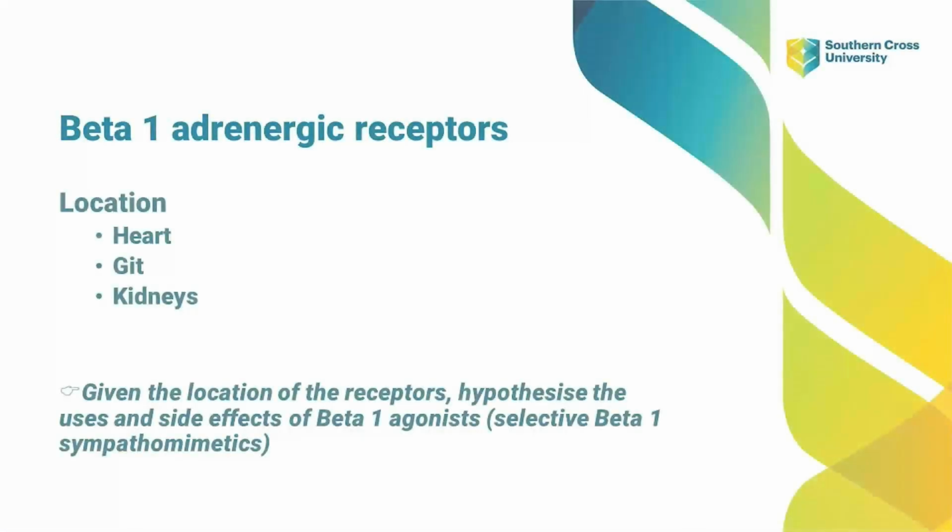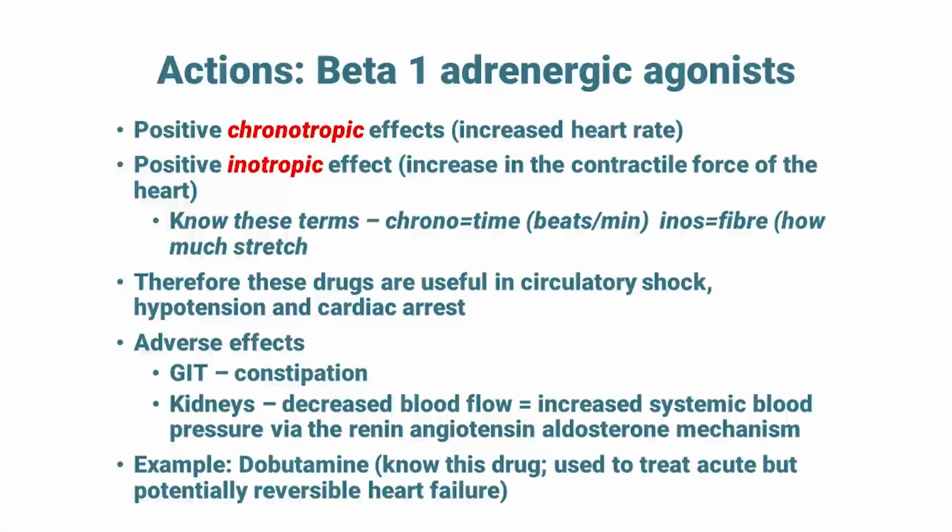And as we move on to the selective beta-1 receptors, recall where the beta-1 receptors are. They're mainly on the heart, the GIT, and the kidneys. In the heart, the selective beta-1 agonist will have a positive chronotropic effect. In other words, it increases the heart rate, and a positive inotropic effect. In other words, it increases the contractile force of the heart.